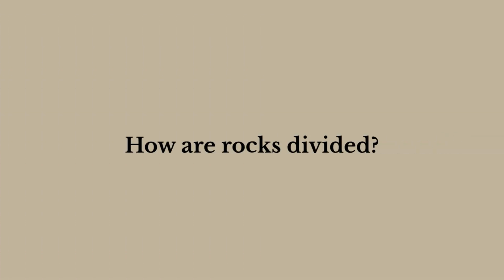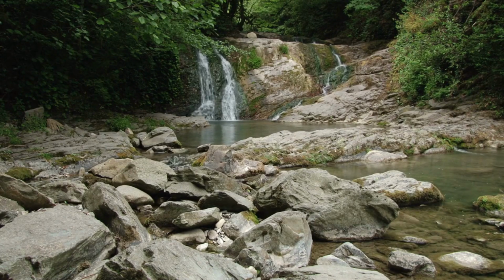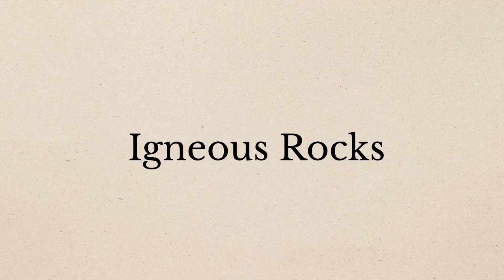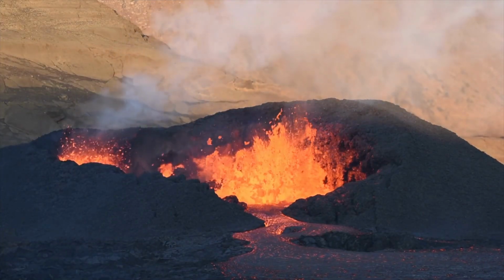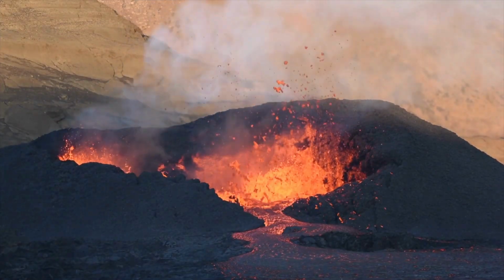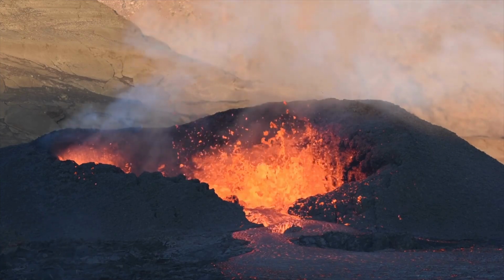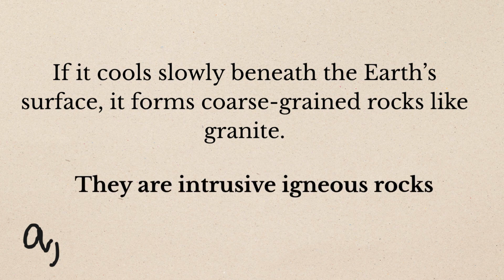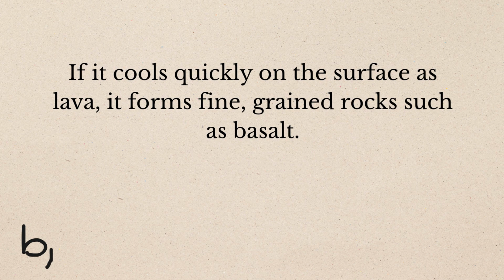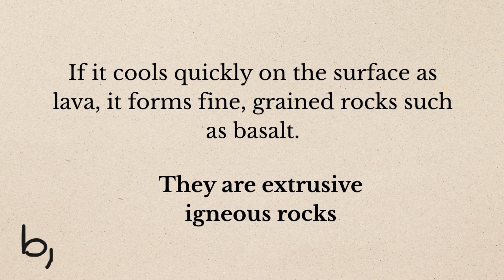How are rocks divided? Rocks are divided into three main groups based on how they form. First, igneous rocks. These rocks form from molten material called magma. When magma cools and solidifies, it becomes rock. If it cools slowly beneath the Earth's surface, it forms coarse-grained rocks like granite. They are intrusive igneous rocks. If it cools quickly on the surface as lava, it forms fine-grained rocks such as basalt. They are extrusive igneous rocks.